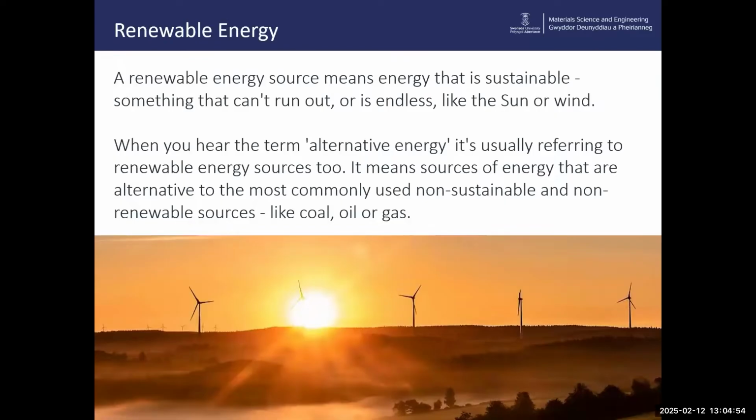So just to define renewable energy, a renewable energy source means energy that is sustainable. It's something that can't run out or is seemingly endless, for example, like the sun or the wind. When you hear the term alternative energy, it's usually referring to renewable energy sources. And it means sources of energy that are alternative to the most commonly used non-sustainable and non-renewable energy sources, like I mentioned, coal, oil, or gas.